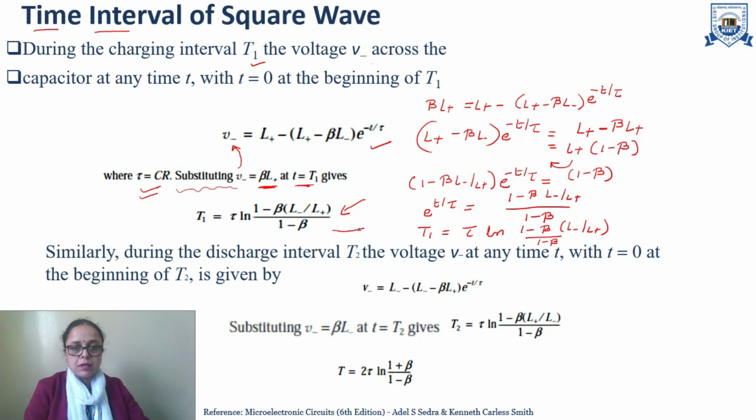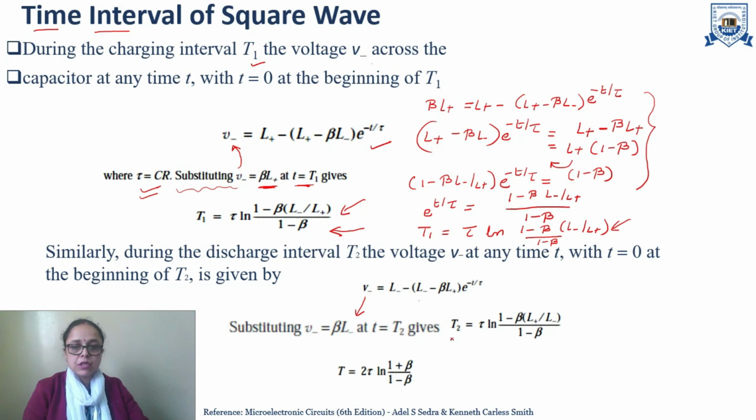This is the T1 time period. Similarly, we can find out the T2 time period also. How can it be found out? We will put the value of V minus as beta L minus in this equation, and we have to transform the equation in this form, and we will get the final equation like this.